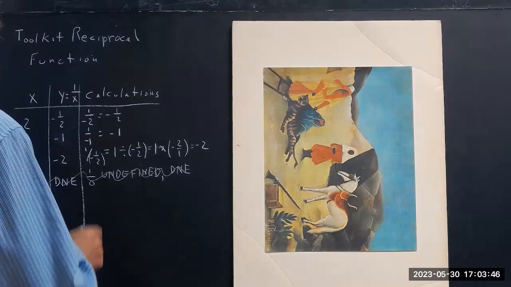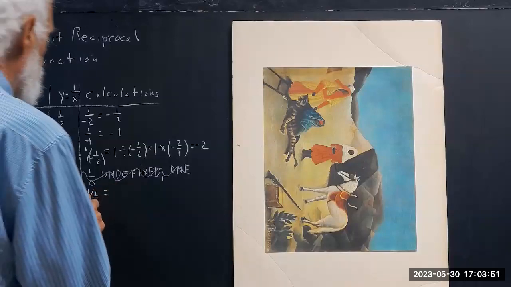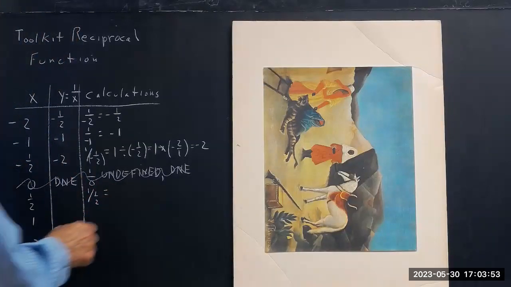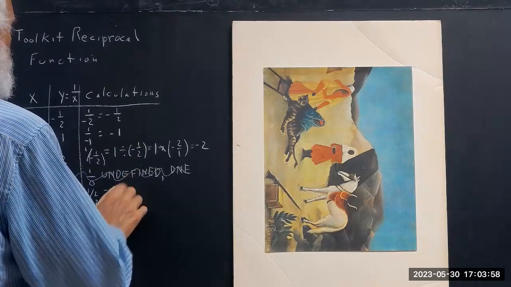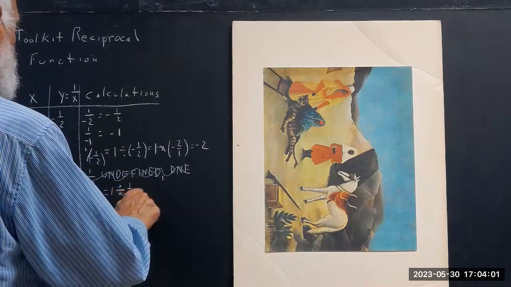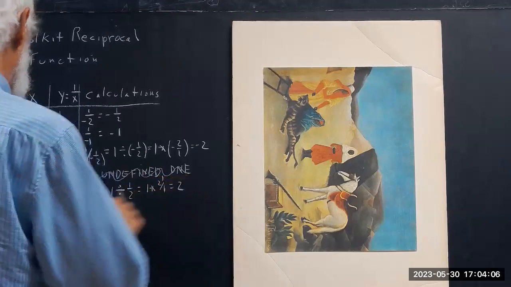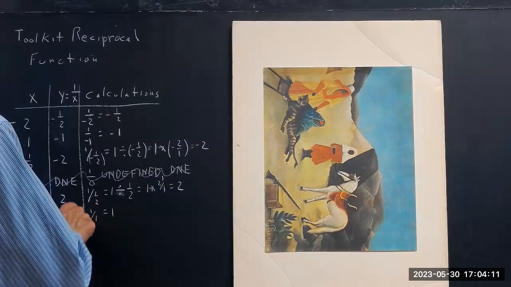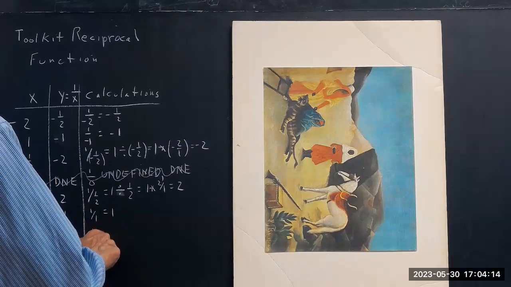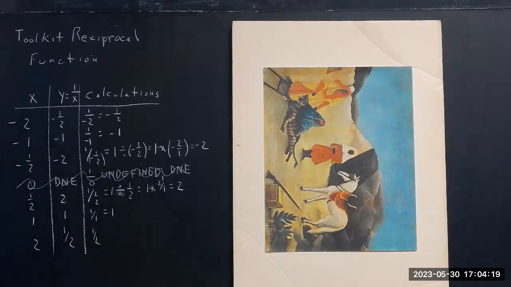Okay, now if x is 1/2, we get 1 over 1/2. Of course, it takes 2 halves to make 1. But we can do that formally. It's 1 divided by 1/2, which is 1 times 2 over 1, which is 2. Then we get 2. If x equals 1, we get 1 over 1, which is of course just 1. And if x equals 2, we get 1 over 2. Well, that's 1/2. Well, there are our values.